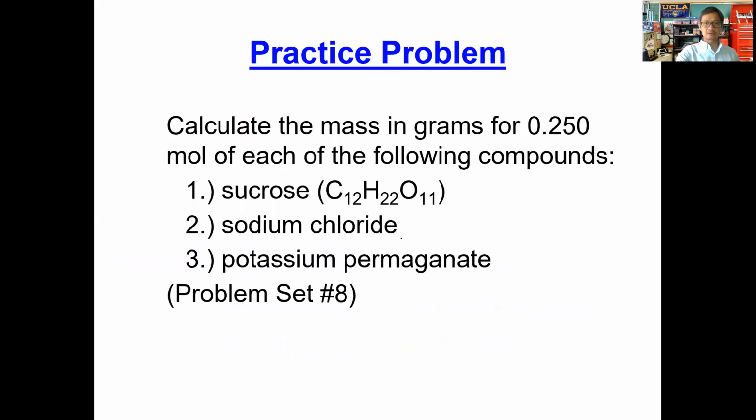What I'd like you to do is let's try another one. Do number 8 here. Work this. Take a couple minutes. If nothing else, set up the problem, and then I'll work it out for you. All right, let me go ahead then.